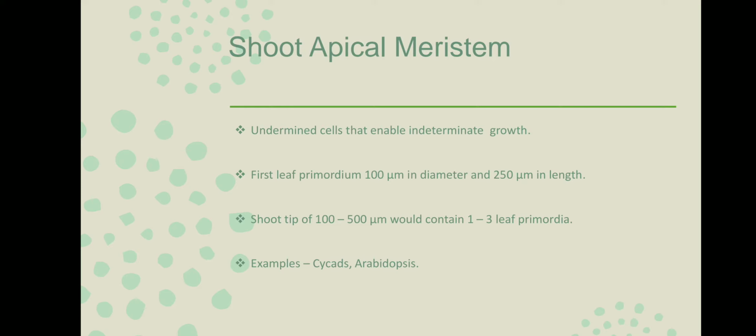We have seen the largest shoot apical meristem in vascular plants, and the best example is cycads. It has been measured up to 3 millimeter in diameter. This was the largest.